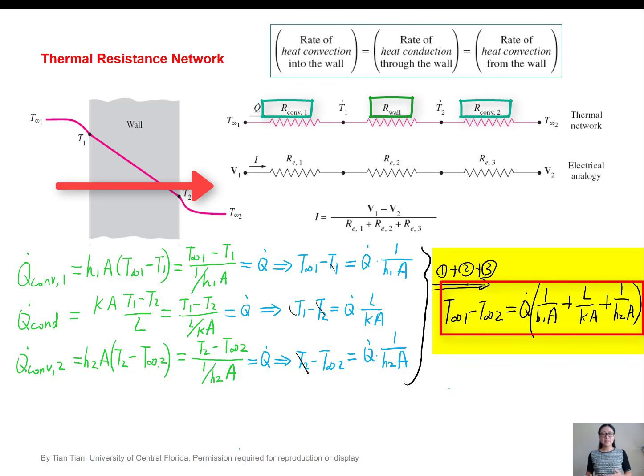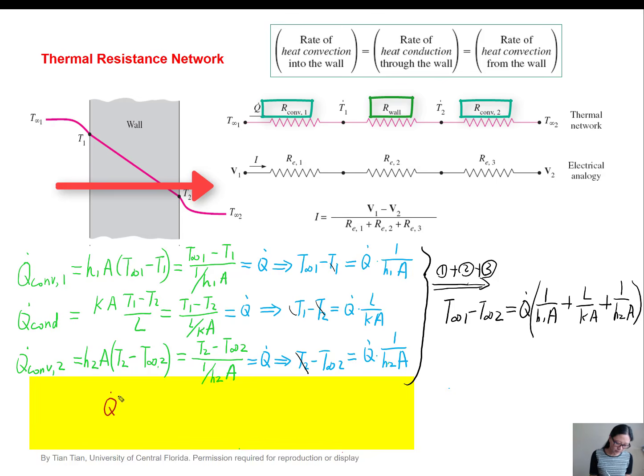So for heat transfer, we have a similar relationship. The overall temperature difference can be expressed as the product of heat rate and the total resistance. Actually, the heat transfer rate can be expressed as the temperature difference between any 2 temperatures and the corresponding resistance in between. For example, we can write Q dot as the ratio of temperature difference T∞1 minus T2 to the resistance in between. Between T∞1 and T2, we have 2 resistances.